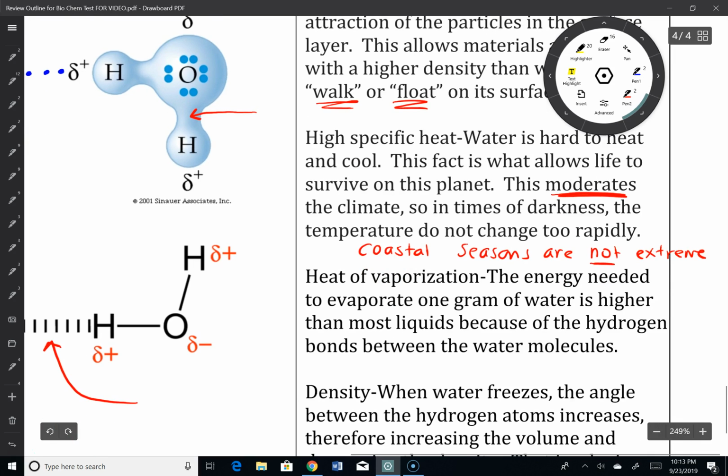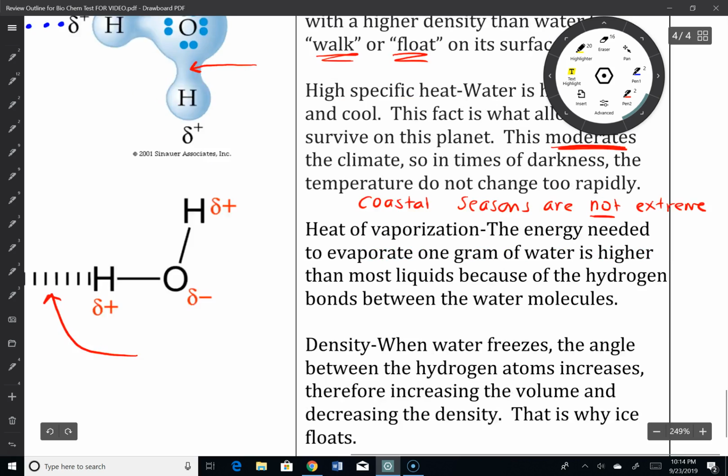The heat of vaporization is the energy needed to evaporate water, and your body is warm enough to do that. So in doing so, you release the higher energy water molecules, leaving behind the lower energy water molecules, and that's what causes you to cool off.